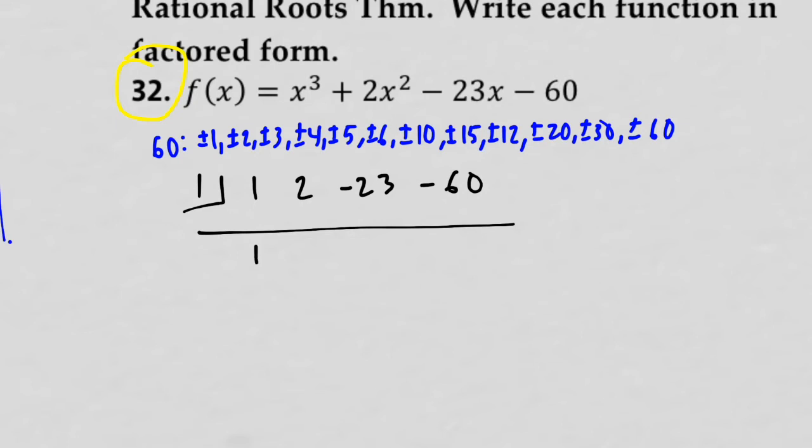Bring down the 1. 1 times 1 is 1. 2 plus 1 is 3. 1 times 3 is 3. Negative 23 plus 3 is negative 20. 1 times negative 20 is negative 20. That gives you negative 80, so no, not 1. Alright, how about negative 1?